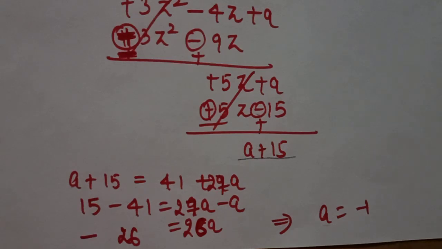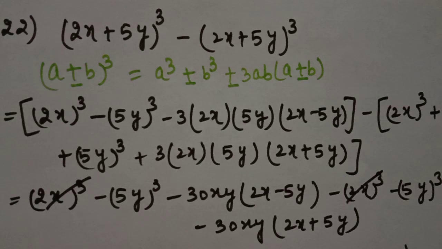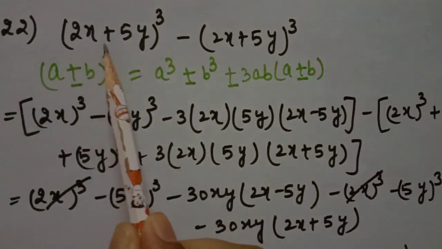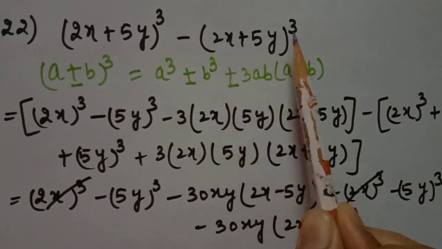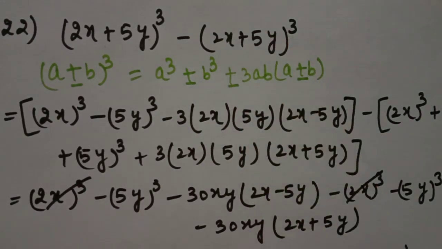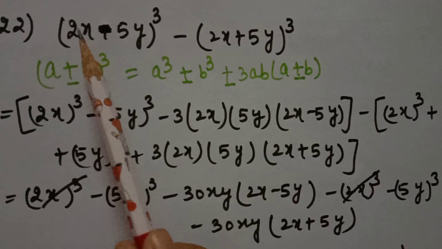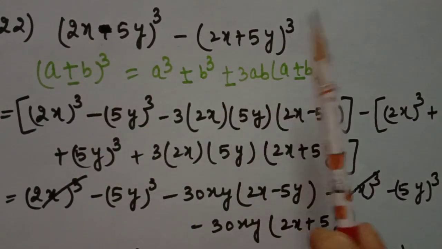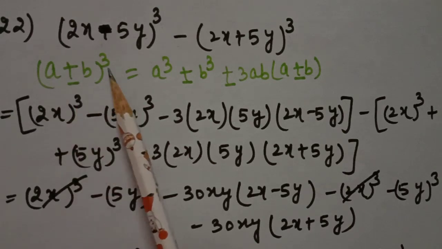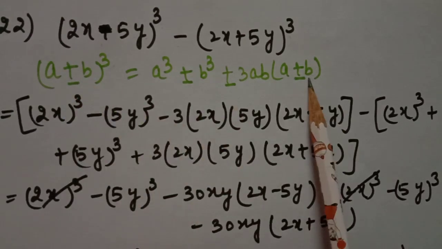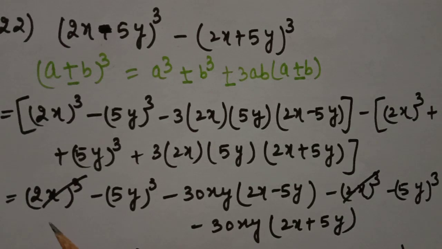22. Question number 22: we have to simplify 2x plus 5y whole cube minus 2x plus 5y whole cube. So students, we have to solve this question. So students, a minus b whole cube, a plus b whole cube. We know the identity for a plus b whole cube and a minus b whole cube also. Now I am solving with this identity. You can solve with another identity. You remember by what identity?